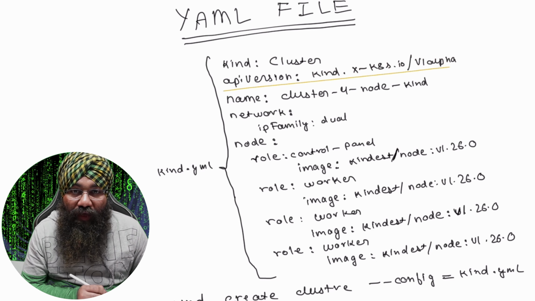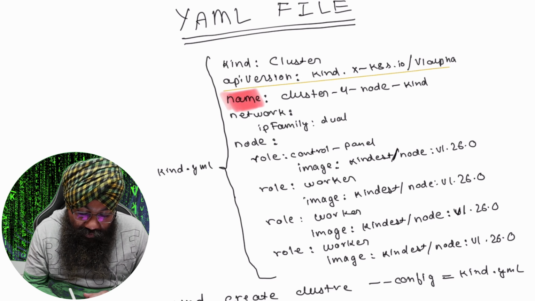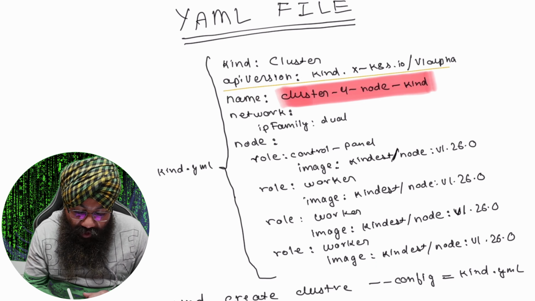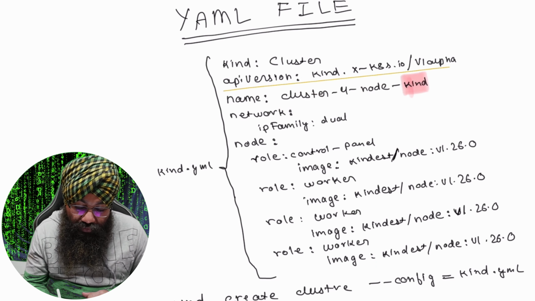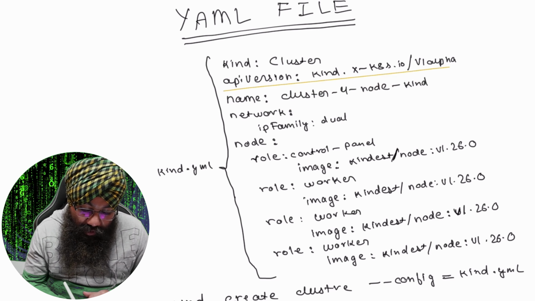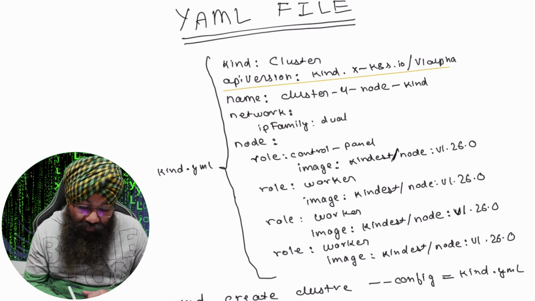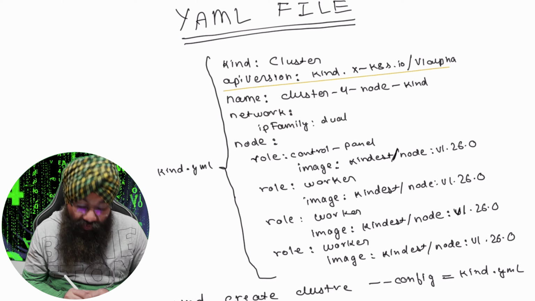Then again, as we gave the name of the cluster in our previous demo, we'll give the name here. So what name are we giving? Cluster 4 node, and I am suffixing kind here to differentiate it from the previous cluster. Okay. So this is the name of our cluster. Then these are some networking configurations we'll learn about in the future, but we need to give it here, the network. So there it will be a dual IP family.